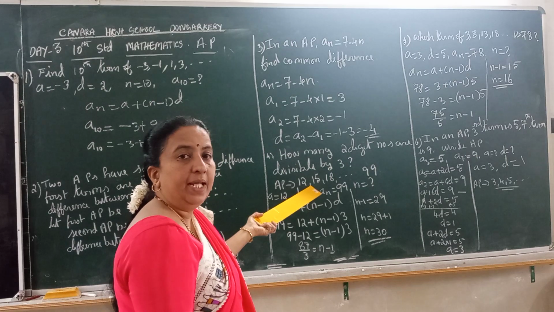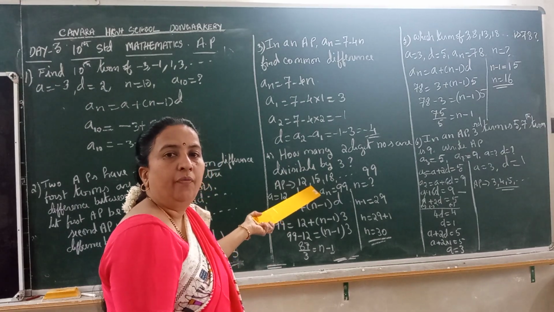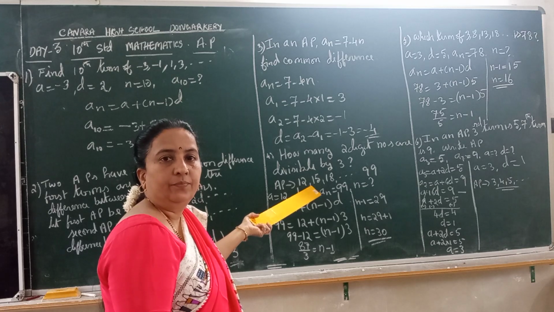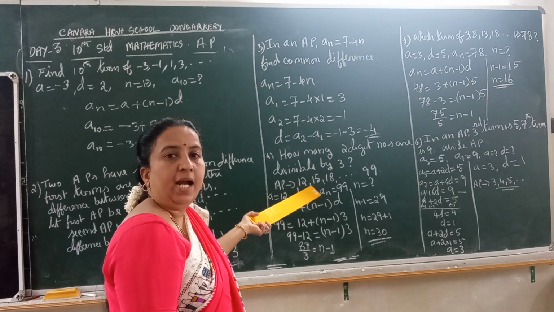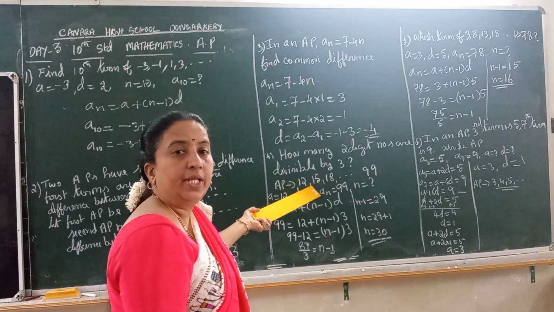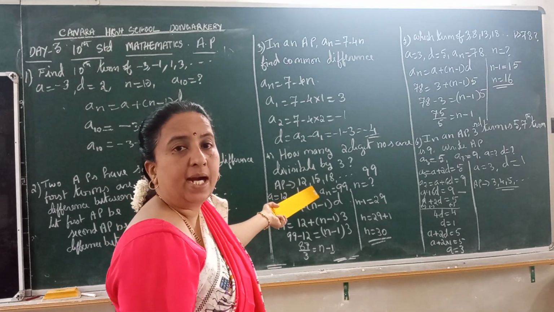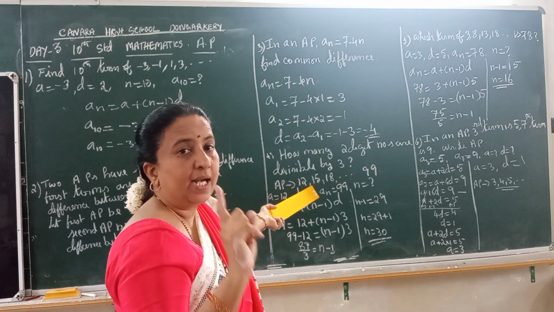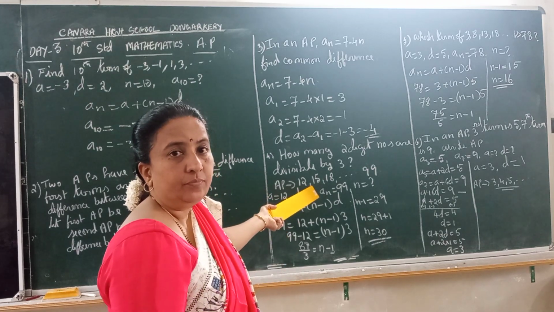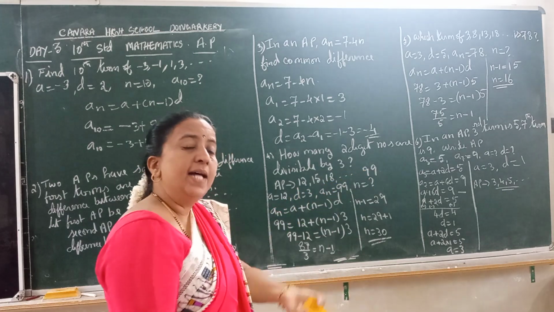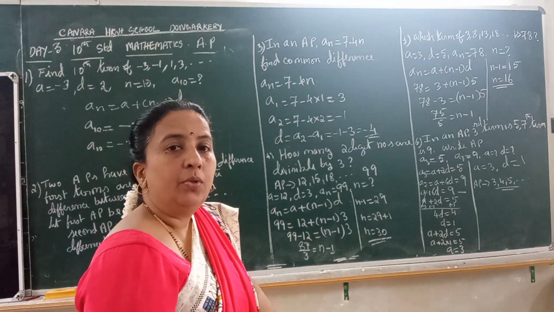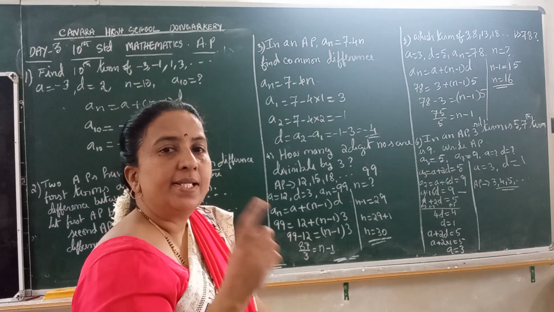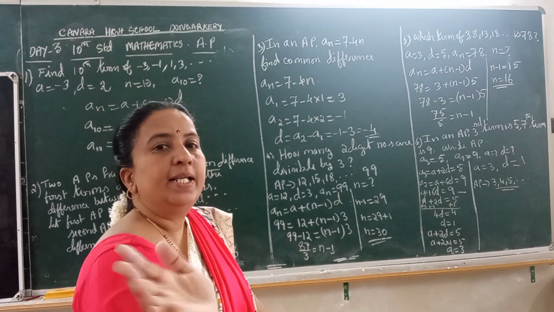Therefore, the AP is 12, 15, 18 and so on. The AP starts from 12. Two-digit numbers divisible by 3 start from 12, not 3, not 6, not 9. Starting number is 12. Then, which is the last one? Two-digit numbers end at 99. Three-digit numbers start at 100. 100 is not divisible.